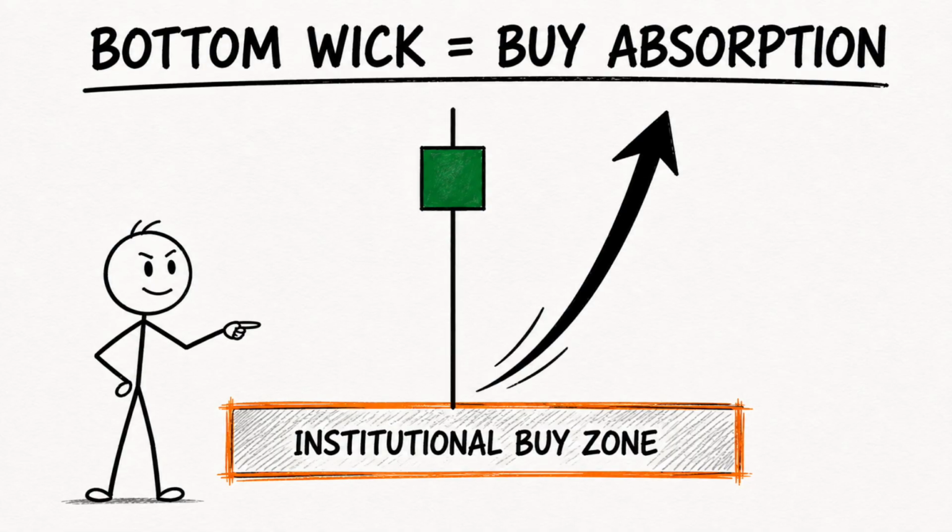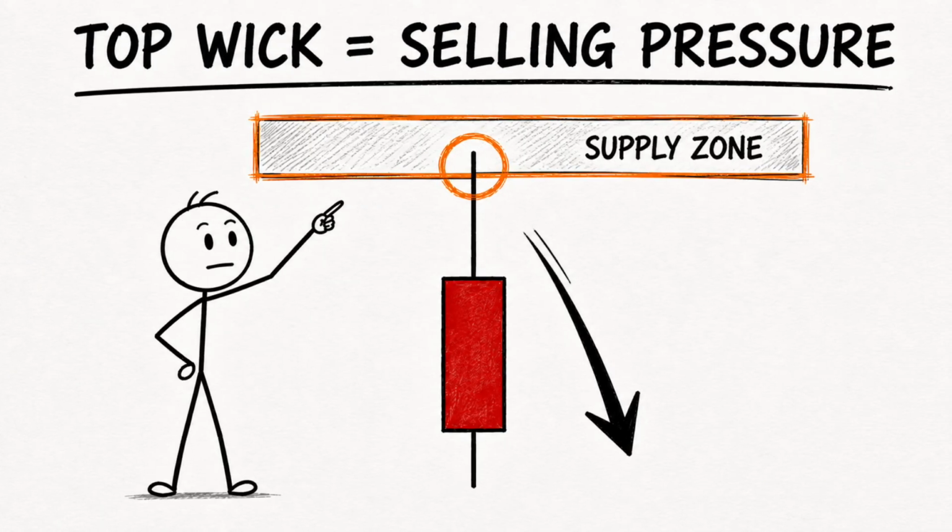Bottom long wick. Sellers tried their absolute best to push the price down, but smart money and big institutions, banks, had buy orders waiting at the bottom. They absorbed all the sell orders in a single flash and pushed the price right back up. Top long wick. Buyers tried to take the price higher, but heavy selling occurred in the supply zone above, causing the price to fall back down.